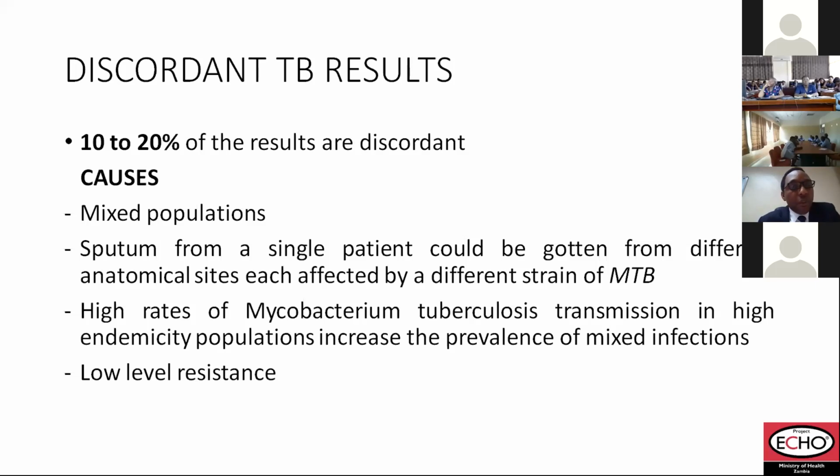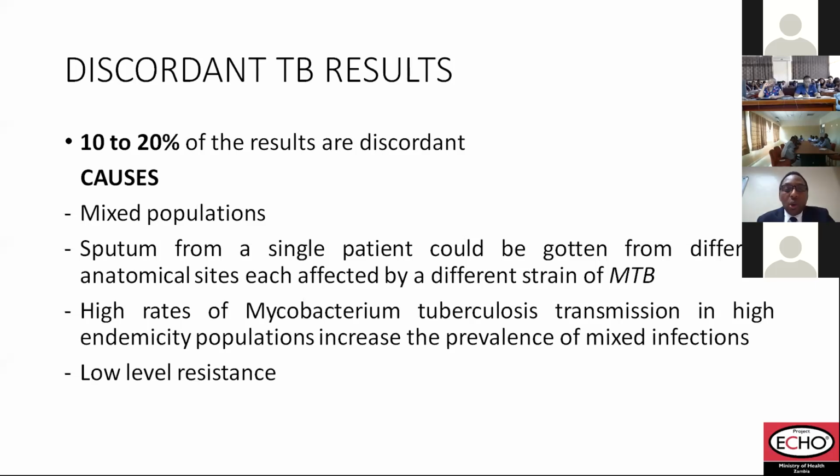I also want to share with you that from the statistics that we have, 10 to 20% of patients with drug-resistant TB have discordant results. What we mean by discordant is that when you repeat the test, they either come out negative or they show you a different resistance pattern. This is not to say that either of the two results is wrong.